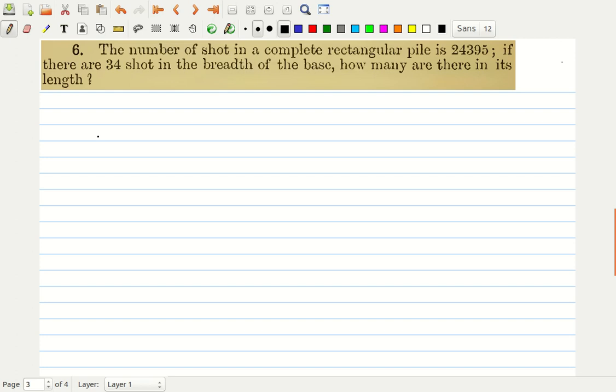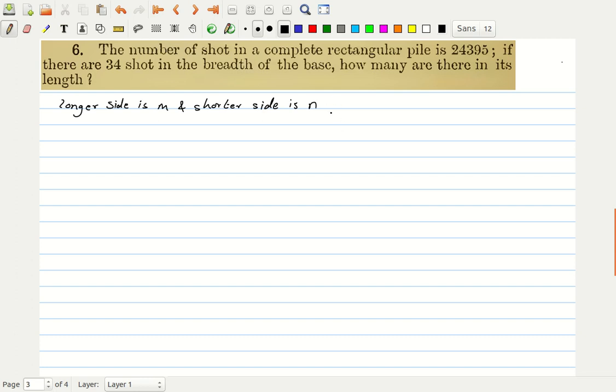The number of shots in a complete rectangular pile is 24,395. If there are 34 shots in the breadth of the base, how many are there in its length? So we have already seen that the number of shots in a rectangular pile where the longer side is m and shorter side is n.